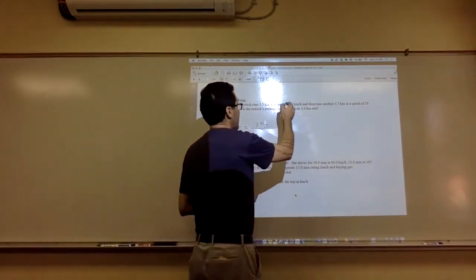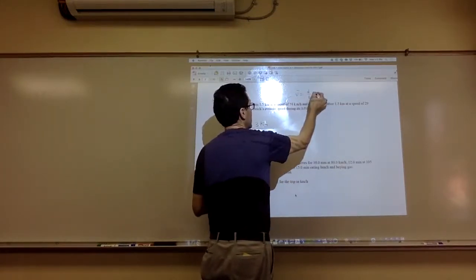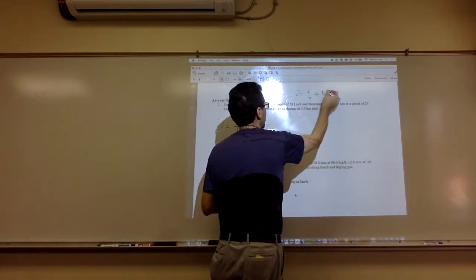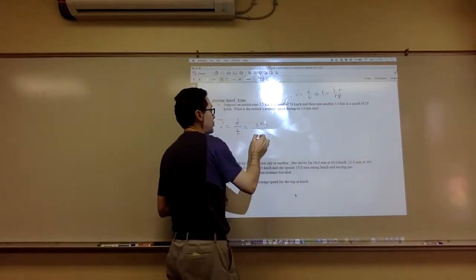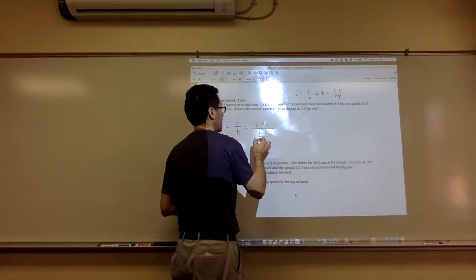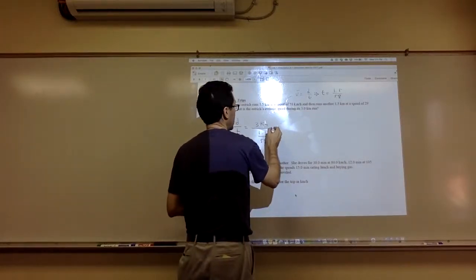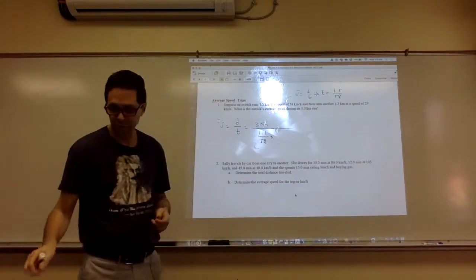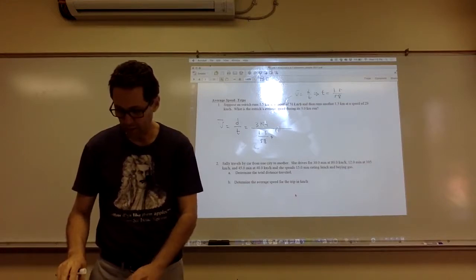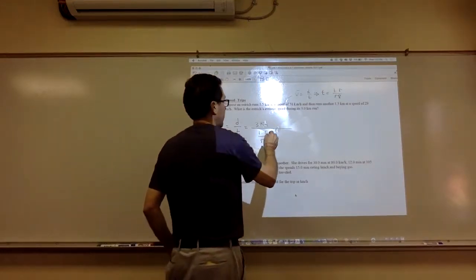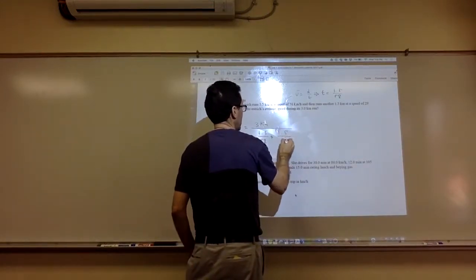I think we can use V equals D over T for each part of the problem. So in this case here, the T will be D over V. So it's going to be 1.5 divided by 58. I get a number. Okay? And add the time for the other part, so that's going to be 1.5 divided by 29.